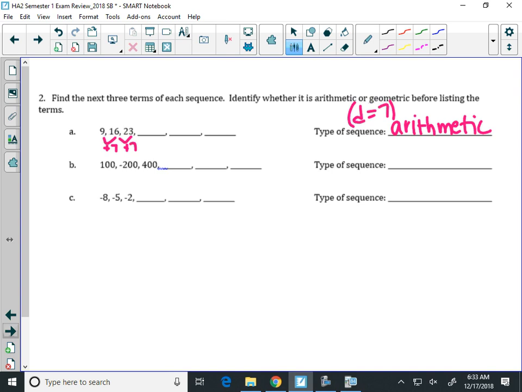So if I keep adding 7, 23 plus 7 is 30, plus 7 is 37, and then 44.